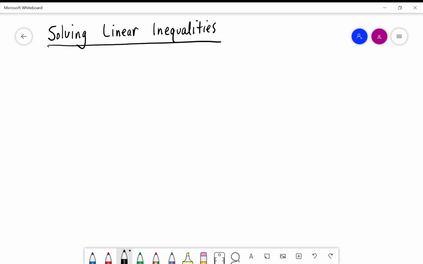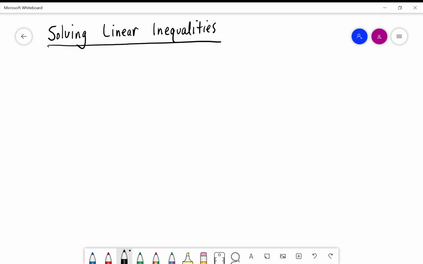Alright, we're talking about solving linear inequalities here. We go through a process similar to the one we use with a linear equation, with the addition property of equality and the multiplication property of equality. We can pretend that the inequality sign is an equal sign, and what we do to one side, we have to do to the other, essentially.